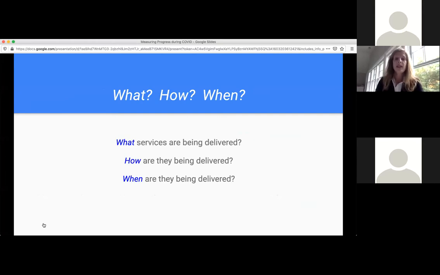The what being the services that are delivered. So the what has not changed during our COVID times. It's the how that has been changed, how those services are being delivered, and when those services are being delivered. And that's what I'd like you to have in the back of your mind as we go through this presentation today, and also when we're thinking about documenting how our children are doing in a remote environment.